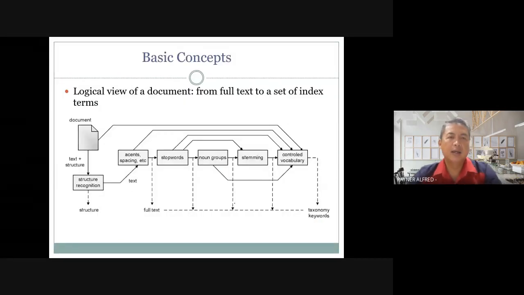So this is the logical view of how we process the document. We have the document here, and then we try to extract the content of the document. Some documents have structure, so it is easier for us to extract the content. Once we recognize the structure, we will look into how to parse it, and then we will remove the spacing.